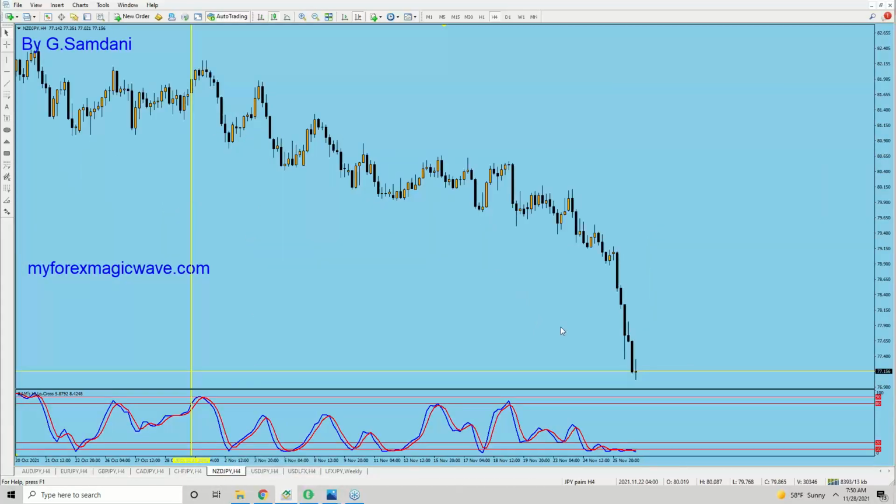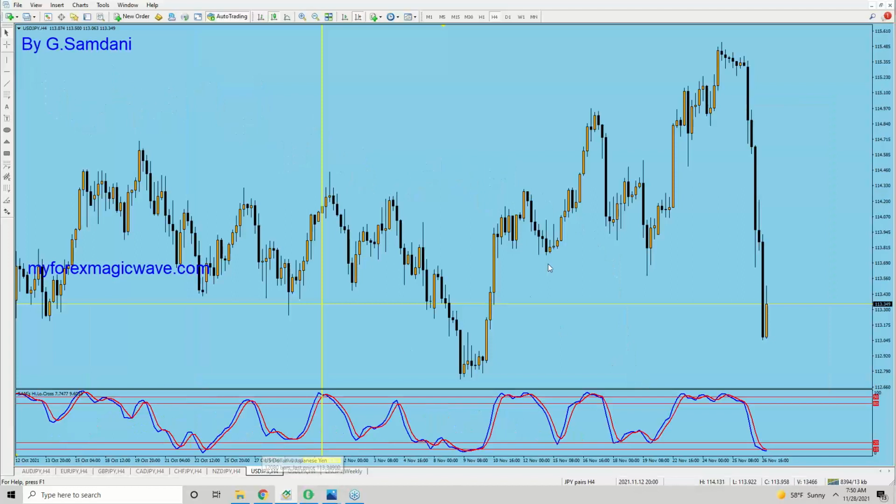USD yen, down. USD yen is the only pair that went up, down, ranging, because not only is the yen index getting strong, but the US dollar is also getting strong. That's why when two currencies are both getting stronger or weaker together, the pair goes into ranging. So USD yen up, down, up, down, up, and then again down.